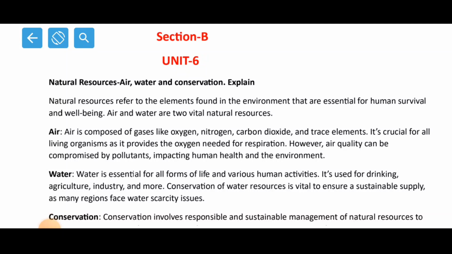So here we are going to discuss paper 1 environmental studies section B unit 6. Natural resources, air, water and their conservation. We all know the different types of natural resources we find on the earth. Natural resources refer to the elements found in the environment that are essential for human survival and well-being. Air and water are two vital natural resources.